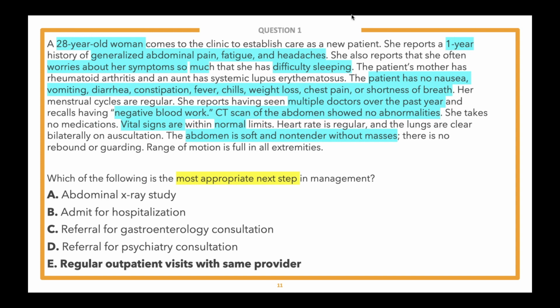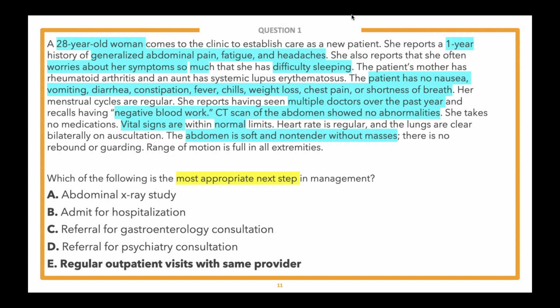C, this patient does have a history of generalized abdominal pain, but her physical exam is normal, her CT abdomen was normal, so referring to a GI doctor is probably not most appropriate at this time. This patient's also medically stable with normal vital signs and normal diagnostic tests, so admitting for hospitalization would be inappropriate. And then lastly, abdominal X-ray. We already have the results of a CT abdomen that showed no abnormalities, so an abdominal X-ray is probably not going to add much more.